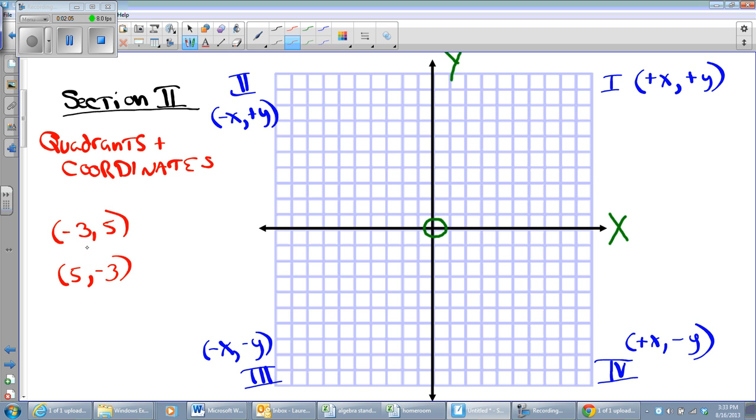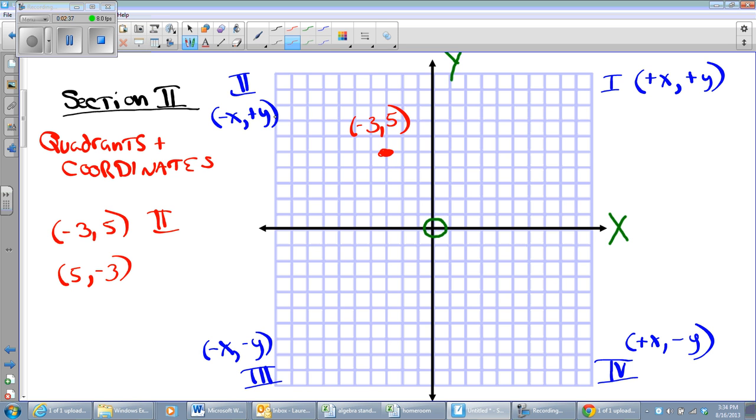So if I have to take this point, negative 3, 5, I'm on the x-axis. I'm going to go negative 3. In other words, I'm going to go to the left. 1, 2, 3. And then I'm going to go positive in the y direction. 1, 2, 3, 4, 5. You should never get the x and y screwed up because they're alphabetical. X comes before y in the alphabet, so the number that comes first is the x-coordinate. By the way, that is in quadrant 2.